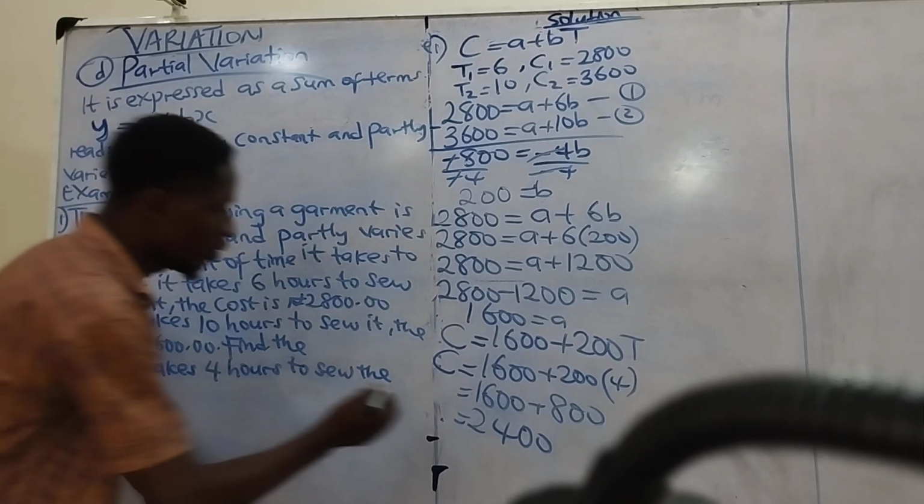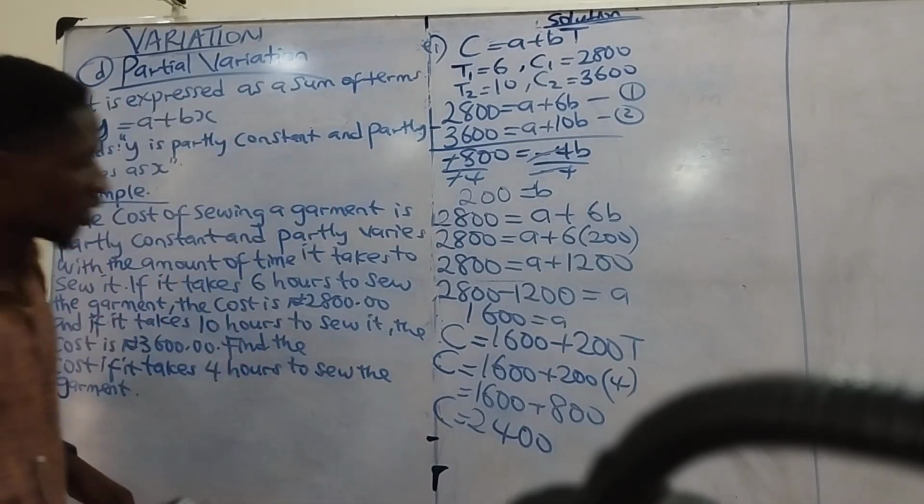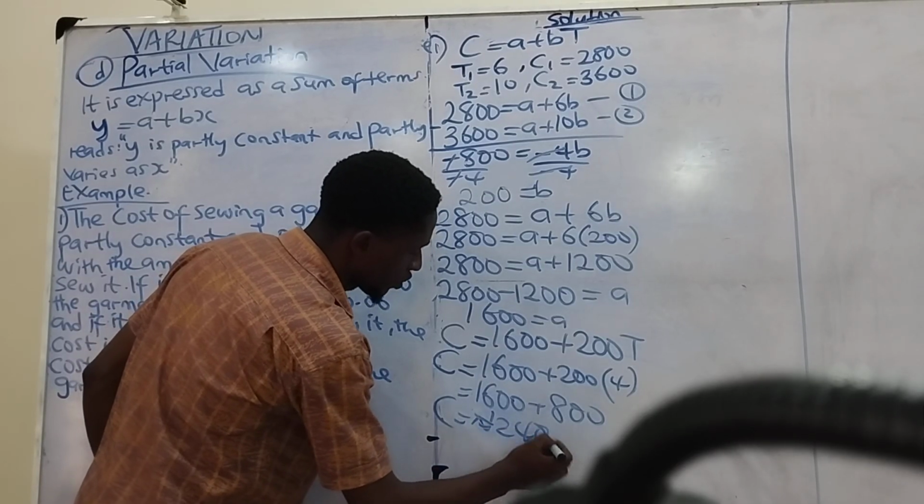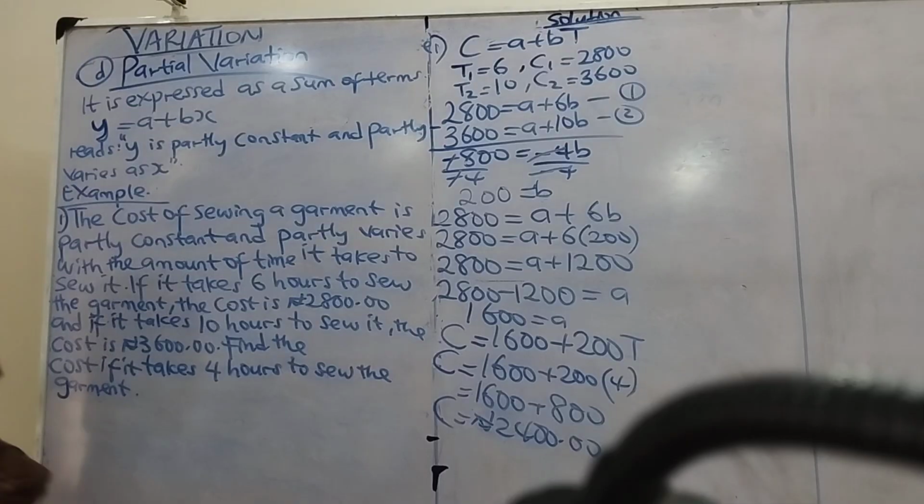And that is how we solve this. So remember to put your unit. This is 2,400 naira. You can see that, and that is how to solve your partial variation.